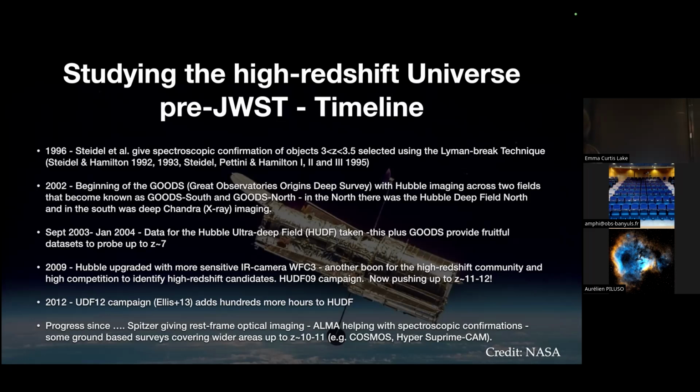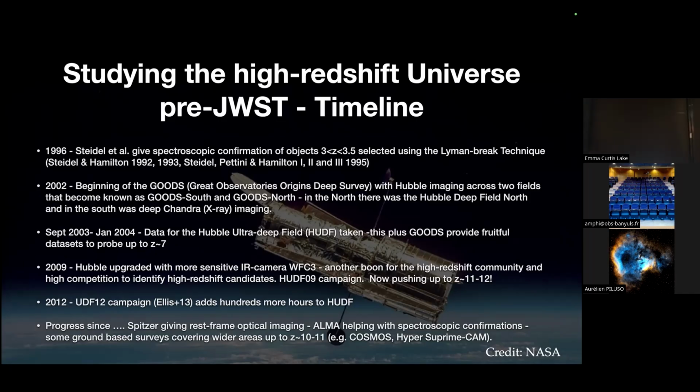September 2003 to 2004, the director of STScI said, you know what, I want to take tons of Hubble time and sit on one patch and stare at it and see what happens. And some people were saying, I think this is crazy, you're going to run out of galaxies. It sat there for 11 days and produced the first image of the Hubble Ultra Deep Field with thousands of galaxies in it. In 2009, Hubble was upgraded with a more sensitive infrared camera.